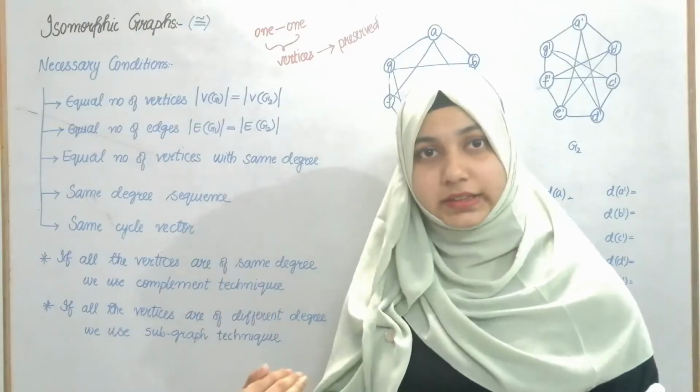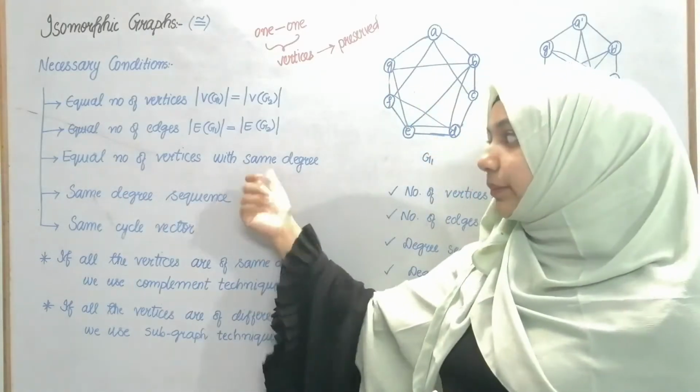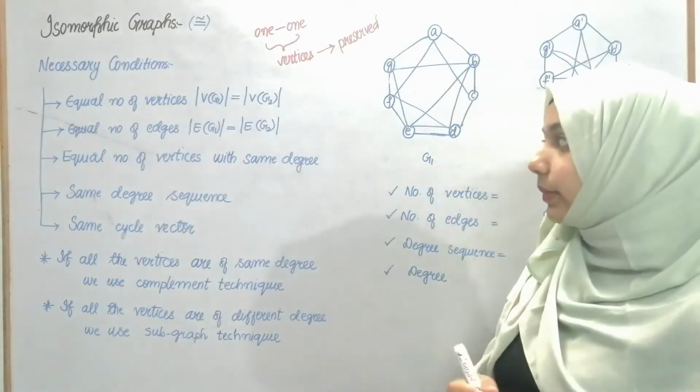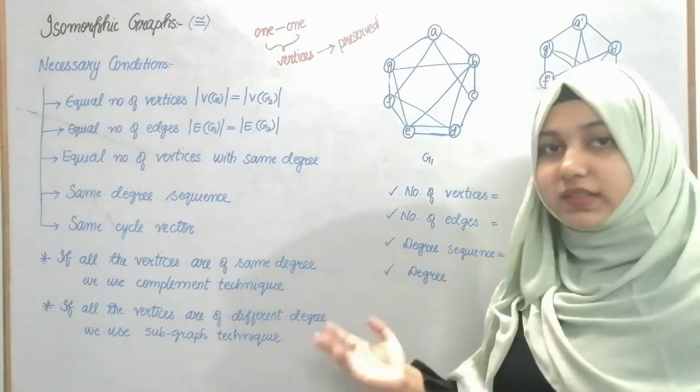Now let's find the degree separately for each vertex. The degree should be the same. Equal number of degree sequence. What does that mean here? Equal number of vertices with same degree.